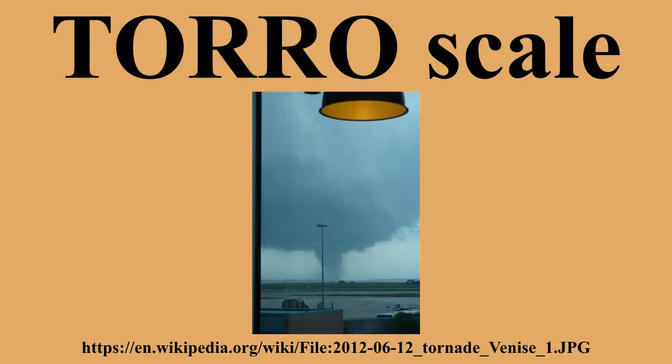The TORRO tornado intensity scale is a scale measuring tornado intensity between T0 and T11. It was proposed by Terence Meaden of the Tornado and Storm Research Organization, a meteorological organization in the United Kingdom, as an extension of the Beaufort scale. History and derivation from Beaufort scale.